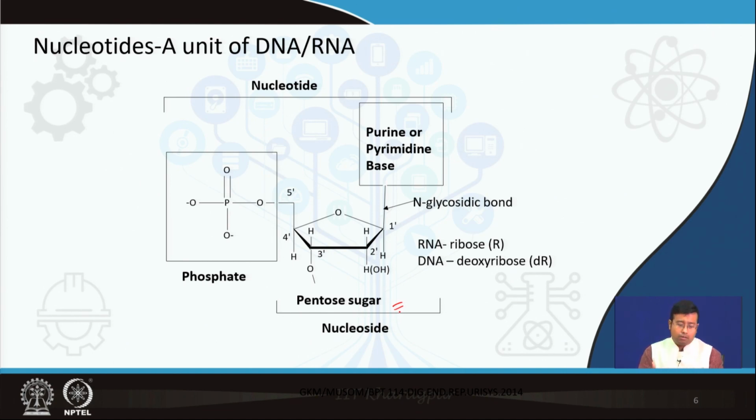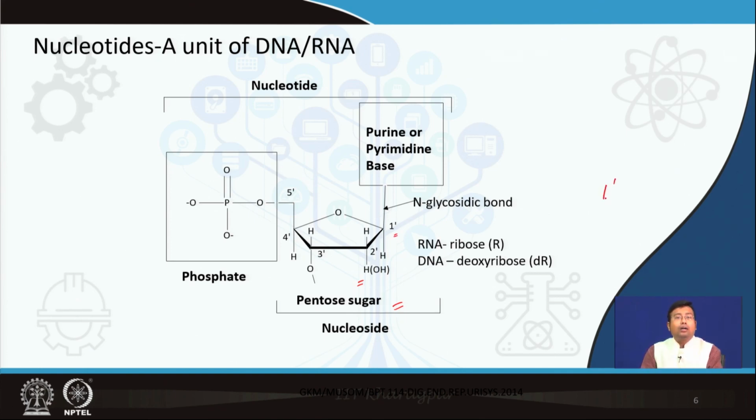Ribose is a pentose sugar, it has 5 carbons, right. And what is deoxyribose? In case of deoxyribose, in the 2' position there is an H. Now, what is 2', 1'? You can see there is a prime symbol.